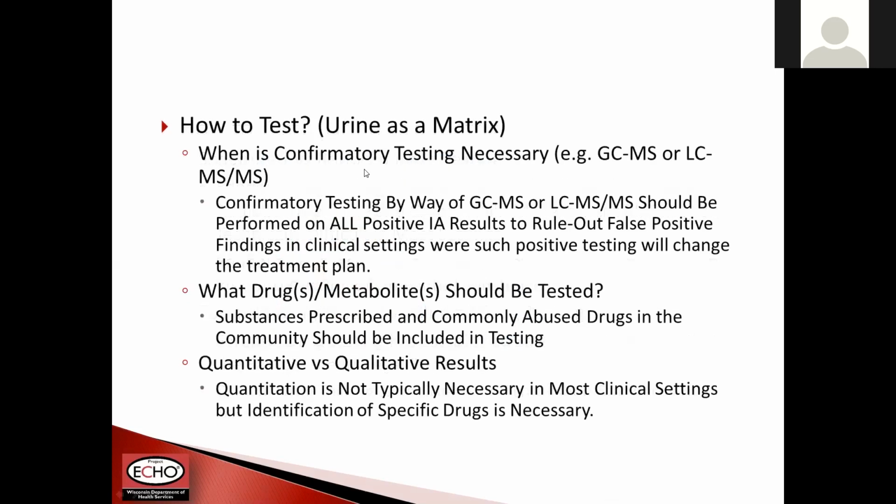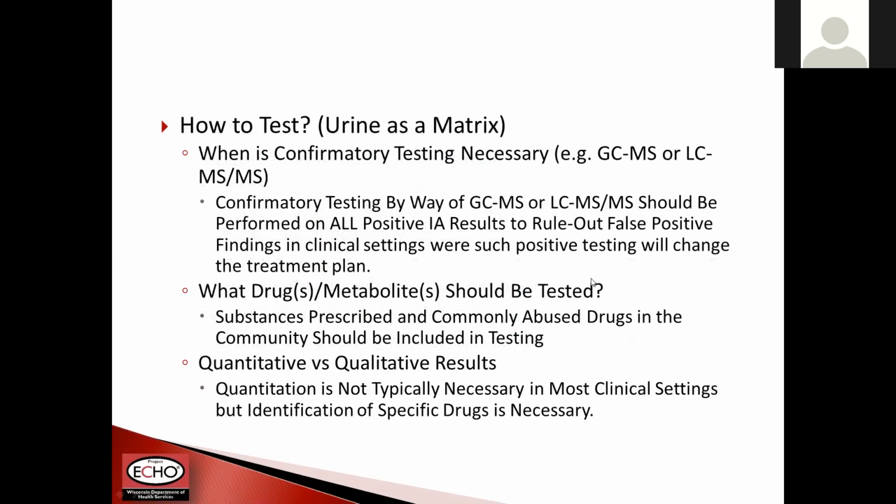Confirmatory testing, when is it necessary? In confirmatory testing, we're talking about the GCMS or LCMS-MS. This is what I call identifying the drug. So when you see an opiate positive, how do I know what that opiate is? That's a confirmation test.